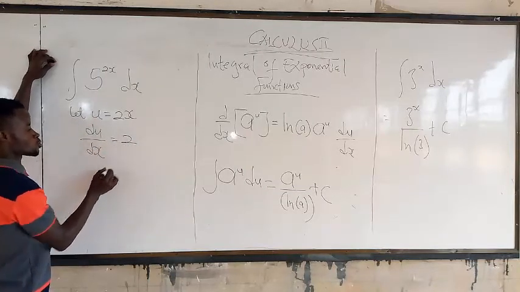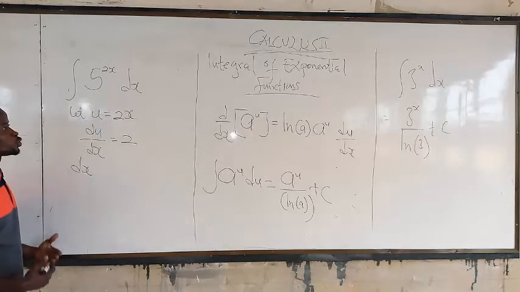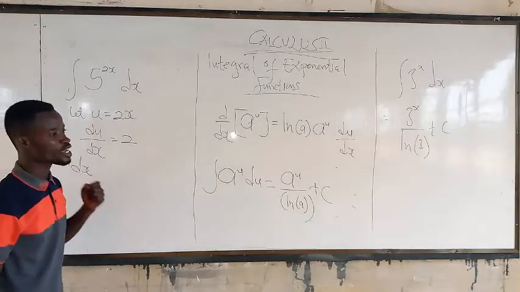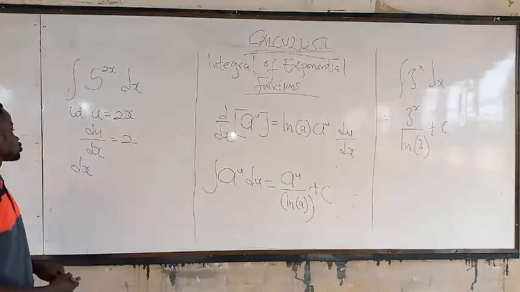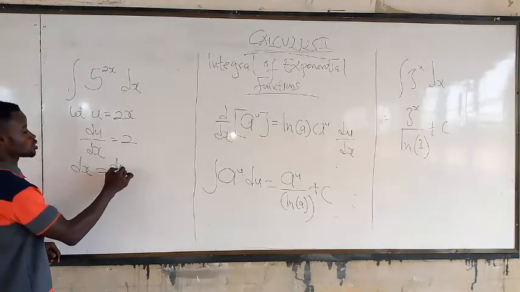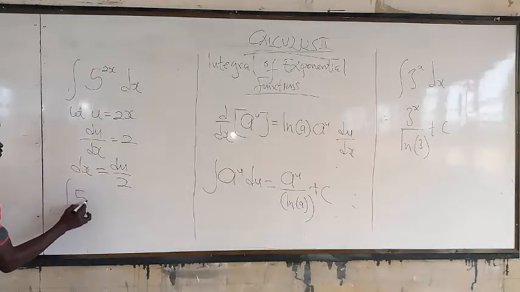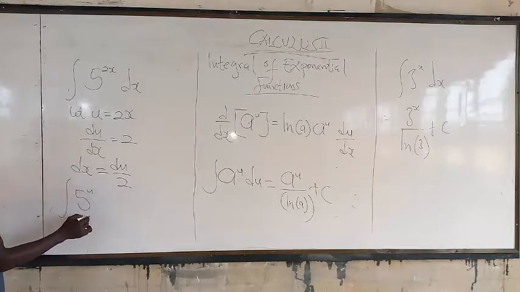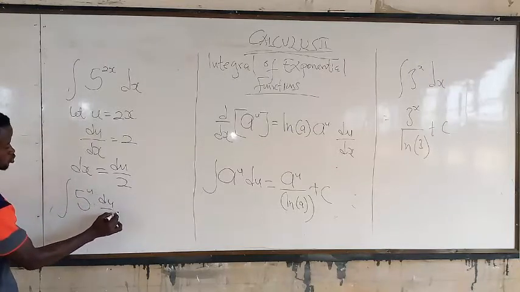And why is it that here I'm setting u to be equal to the power there? Because here it's not just x. When you differentiate the result, it's not going to give you 1, so it will affect the final thing. So ds is going to be equal to du over what? 2. So when you integrate this, 5 raised to the power u, ds is du over 2.